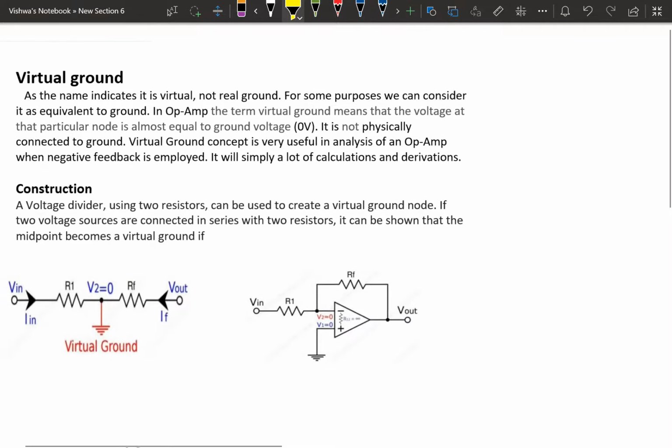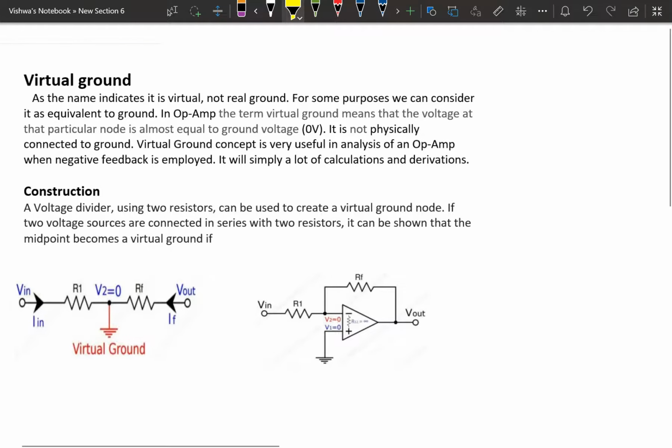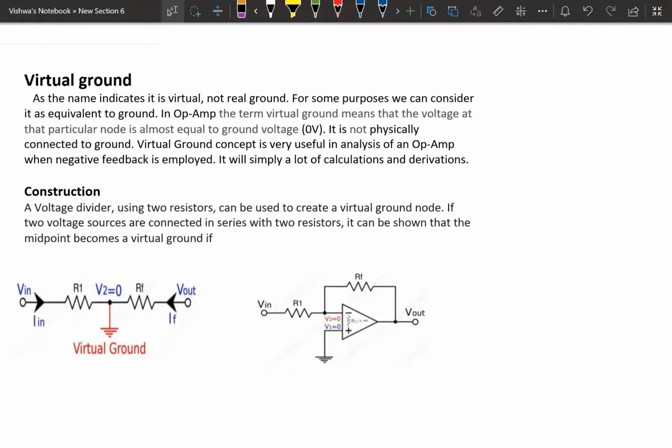In the previous video we studied different configurations of operational amplifiers. Now we are going to study the applications of operational amplifiers. Sure, but before that, let's see the concept of virtual ground.